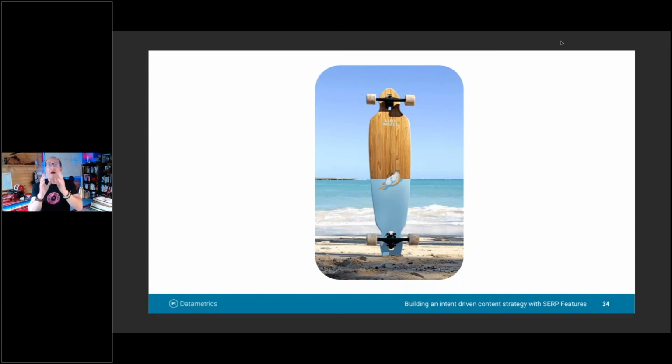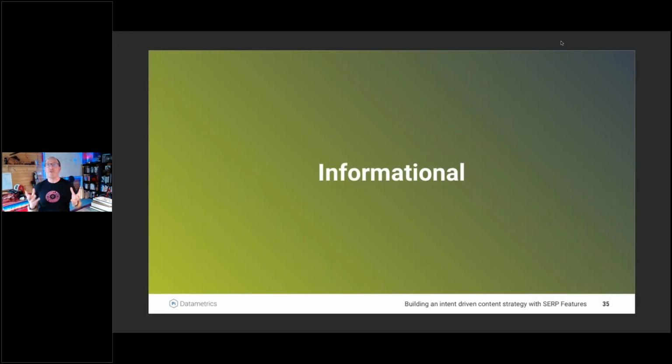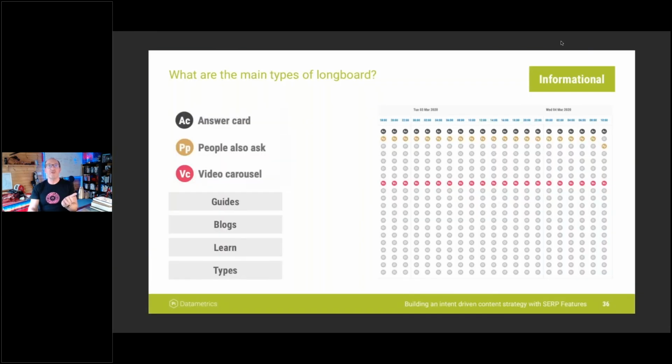Now, let's imagine that we want to actually take up longboarding as a hobby. So we need to start out on our purchase journey with an informational query. Okay, so this is my first step on that journey. Informational. What do we expect to see? Well, I've got the matrix there, the landscape on the right. What do we expect to see?